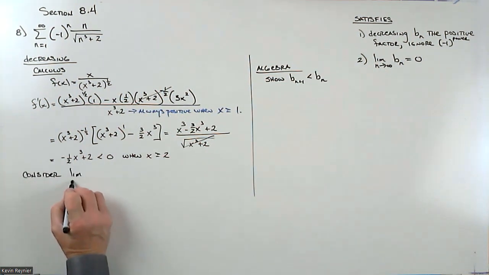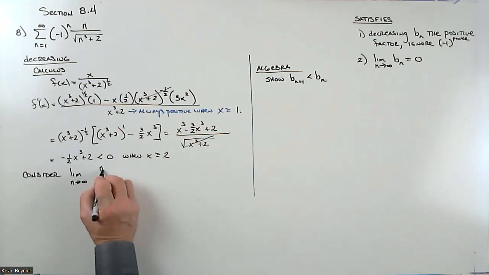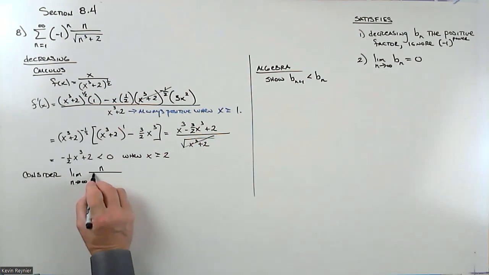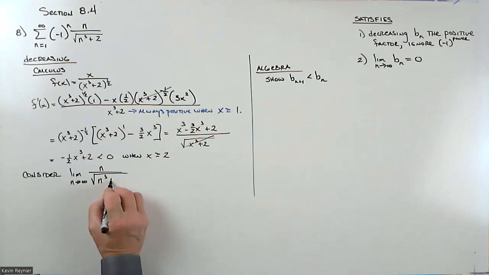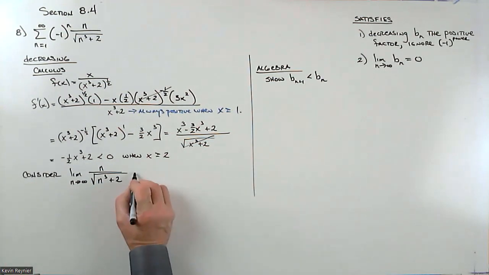the limit as n goes to infinity of n over the square root of n cubed plus 2. Now, we had these problems back in Calc 1, and they told us to divide by the highest power of n in the denominator. But when we have this square root here, we need to think about this as n to the 3/2, don't we? Outside the radical.